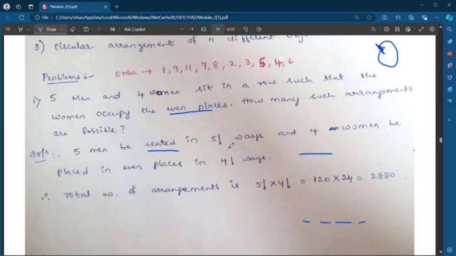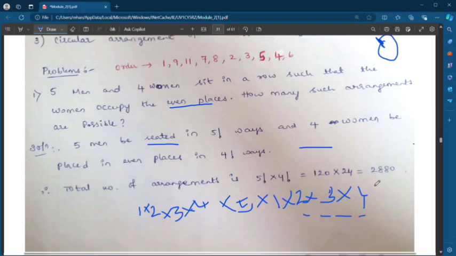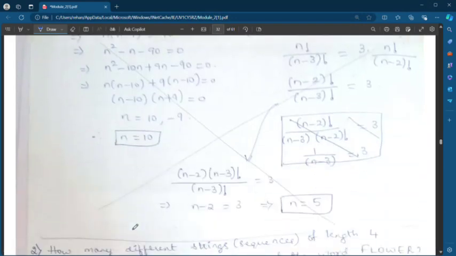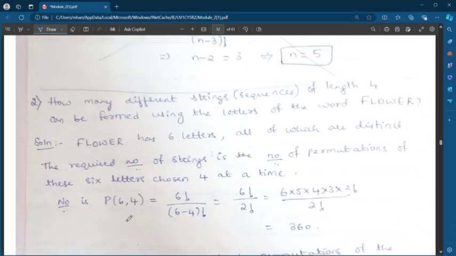Simply, you have to take 5 factorial into 4 factorial. 5 factorial is 1 into 2 into 3 into 4 into 5, and again 4 factorial is 1 into 2 into 3 into 4, that is 120 into 24, so 2880. Okay. Similarly, second question, let us move on.